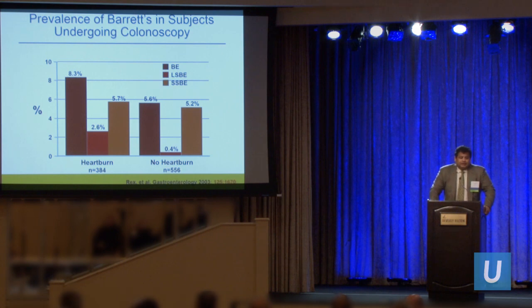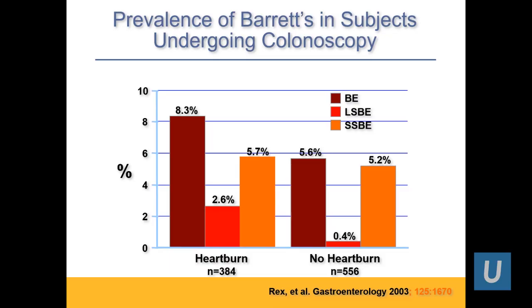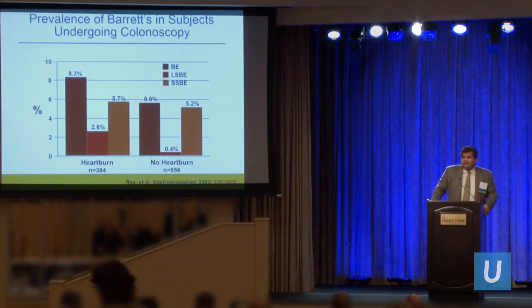This is some data that Doug Rex did almost 15 years ago now, that looked at patients coming in for a colonoscopy and asked, can we look from the top end and see what we find? They found Barrett's in 8.3% of those with heartburn, but they also found it in 5.6% of patients without heartburn. And if you take a look at the orange bar, it shows that they were basically equally likely to have short segment Barrett's. So all GERD really predicts is it increases your risk for having long segment, more than 3 centimeter Barrett's.